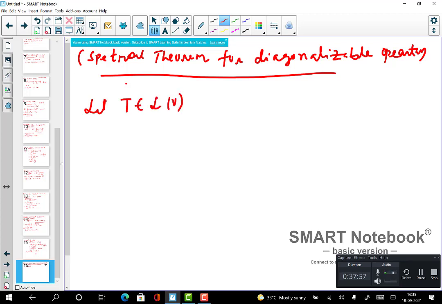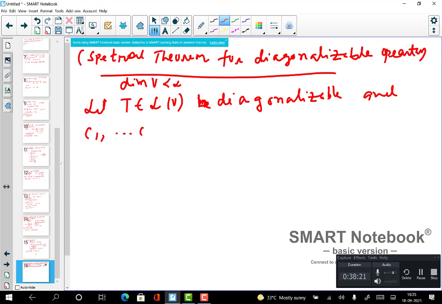I'm assuming this is from a finite dimensional space, obviously. Otherwise, there is no meaning here. T belongs to L(V) is diagonalizable, and suppose c1, c2, ..., ck are the distinct eigenvalues of T. I should say distinct eigenvalues, because otherwise it has no meaning.